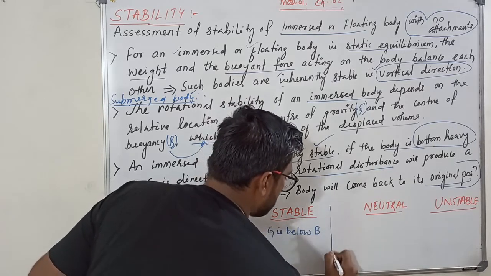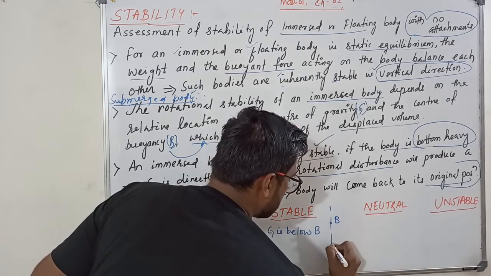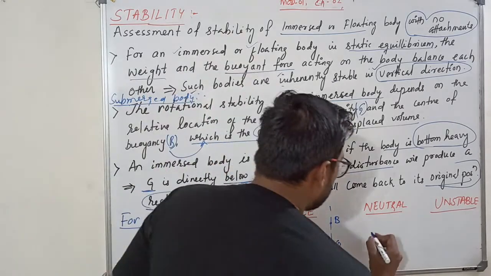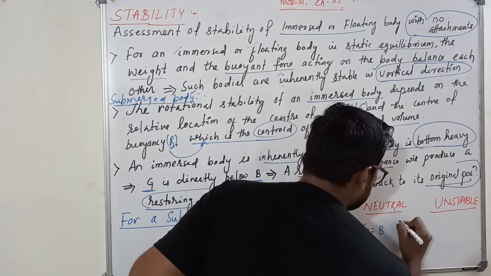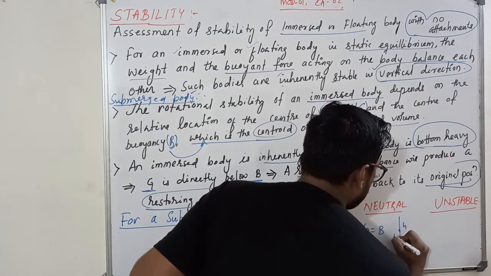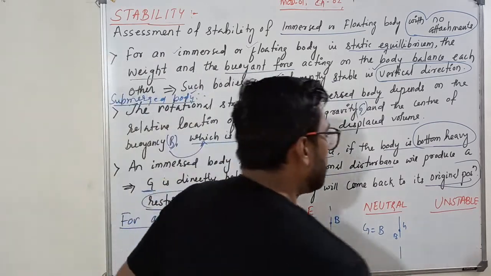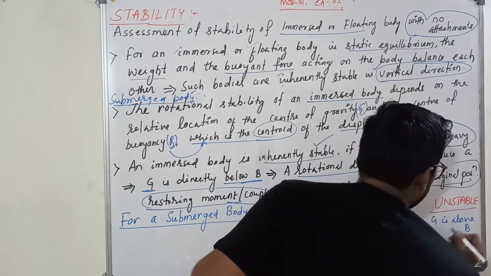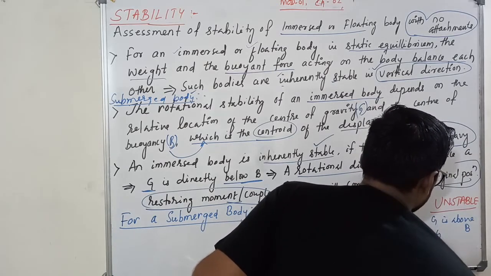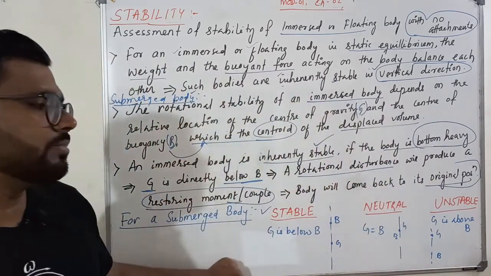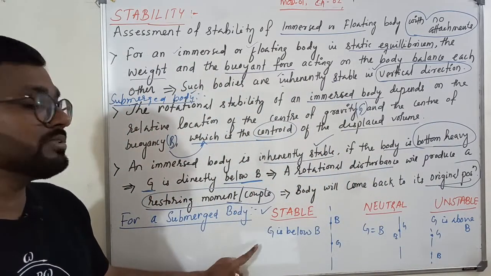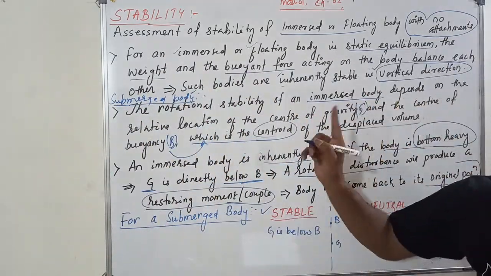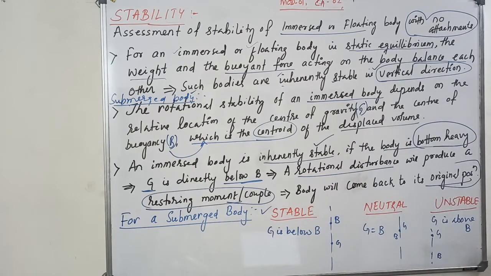Now remember, for a submerged body, suppose this is your B and this is your G. Suppose G is below B, which equilibrium? Stable equilibrium. If G is equal to B, that is, G and B are at the same point, we call it neutral equilibrium. If G is above B, we call it unstable equilibrium. Understood? This comes in exams, AE, PSUs, GATE, one more question comes. In flotation also it comes. Note it down fast.